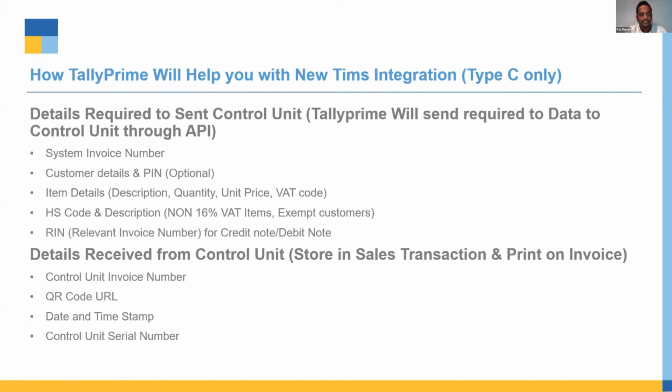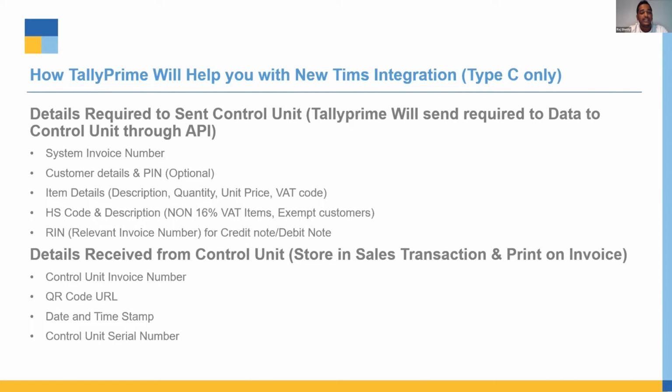The third option is item details, which is mandatory: description, quantity, unit, VAT code, everything. And also the HS code and descriptions for non-VATable items. For the 16% rate, there is no HS code. Apart from 16%, like exempted, zero-rated, and special rate, which is 8% for petroleum products.